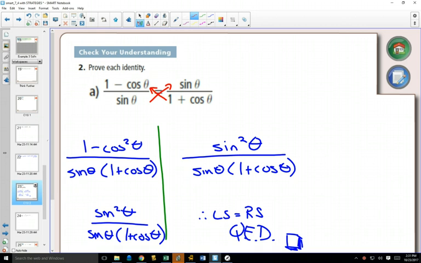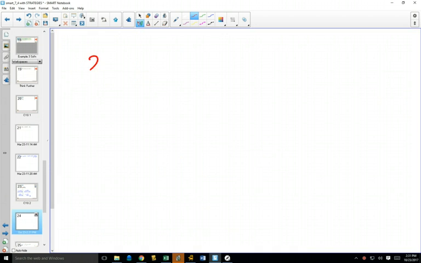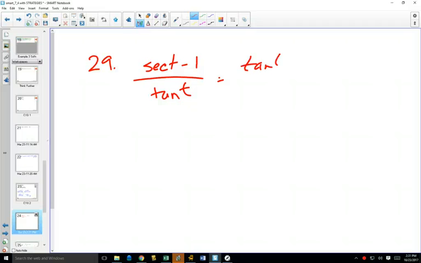So on your, if you have this identity sheet handy, look at number 29. Here, I'll just, for those of you that don't have it, 29, you were asked to prove this.